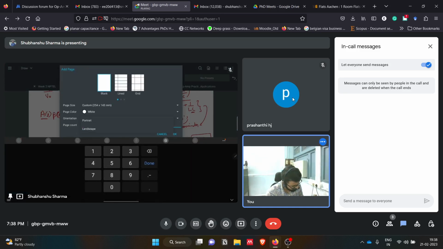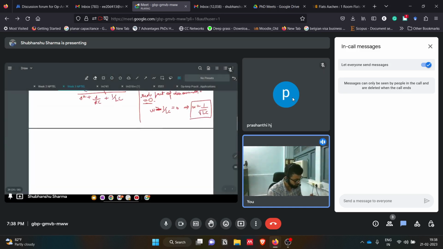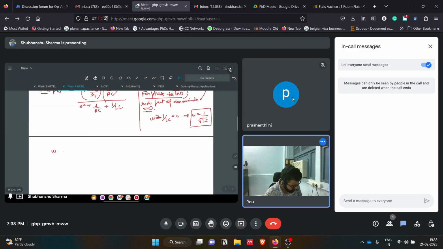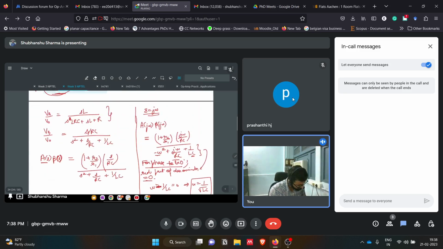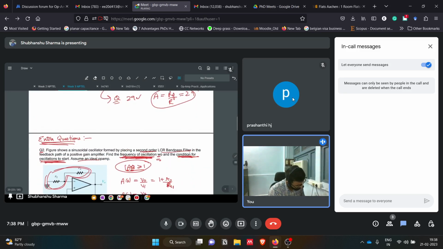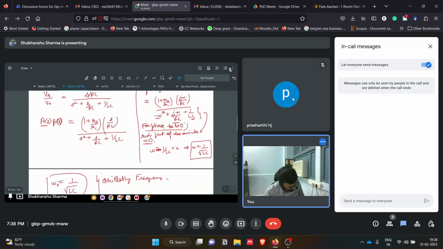One landscape. Okay. So we saw the oscillating frequency for this oscillator will be 1 by root LC, omega naught. Oscillating frequency. Then they also asked what are the conditions for the oscillations to start.